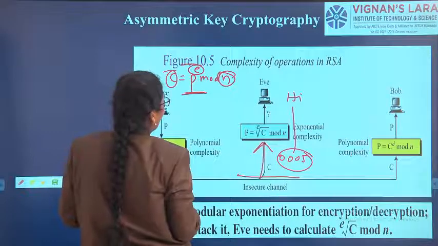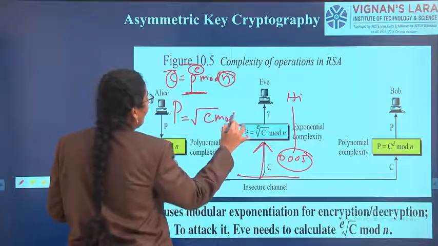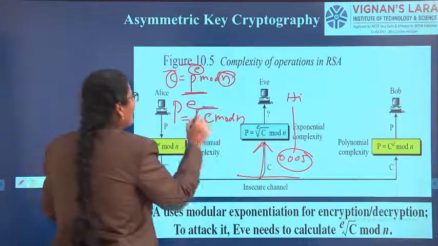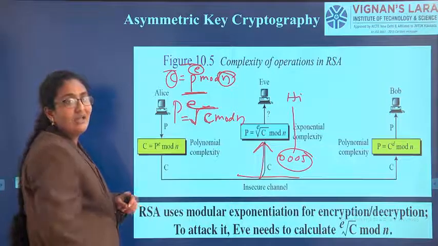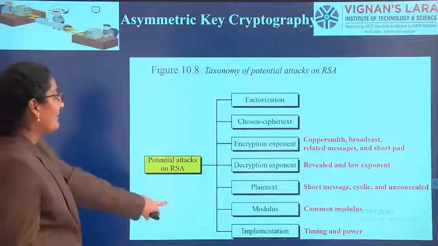I want to find p. So what is the formula? P equals the square root of c mod n, power e. Here, solving the square root of c and power e is a difficult task, and that is the attack we have. So see here, what are the attacks we have?